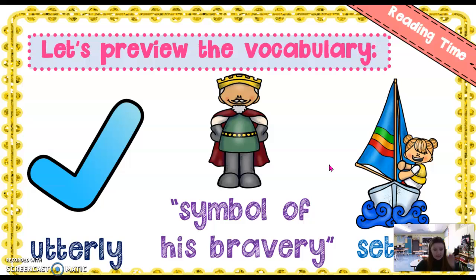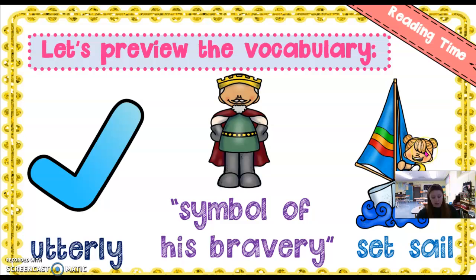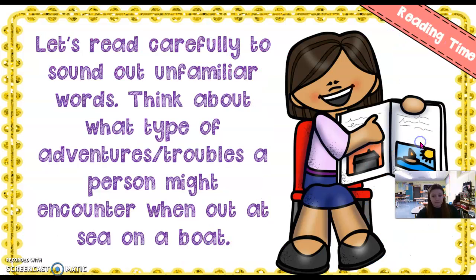So our vocabulary in our story, The Boat Trip, the first word says utterly. Say the word utterly. If someone says utterly, they mean absolutely or completely. Symbol of his bravery. It says the large red robe represents and shows everyone that Sir Gus is brave. Is Sir Gus actually brave? I don't know about that. And then the last word is set sail. If you set sail, it means that you are traveling by boat.